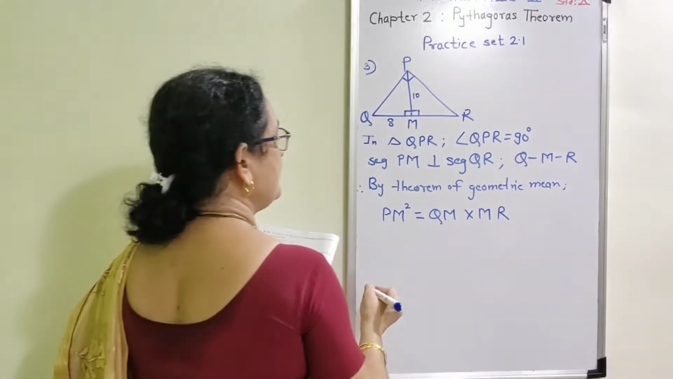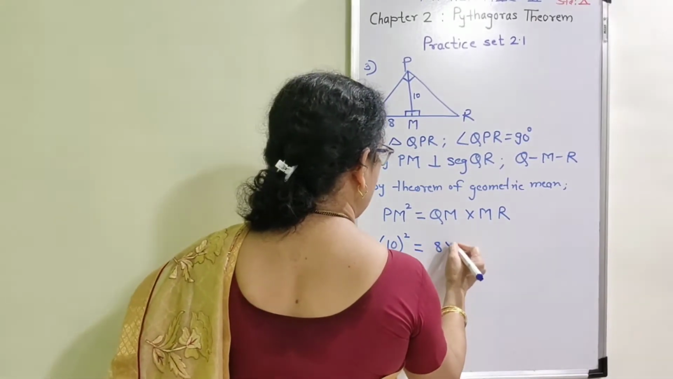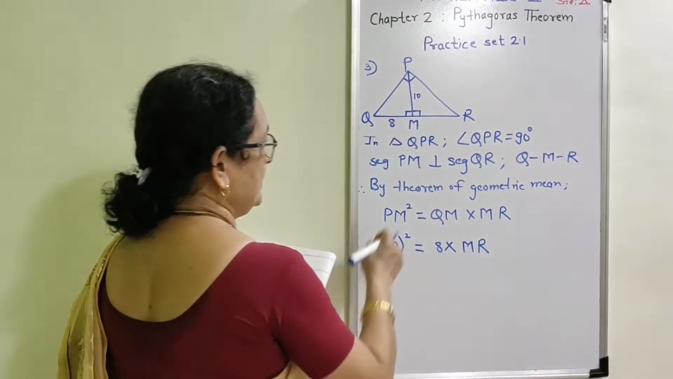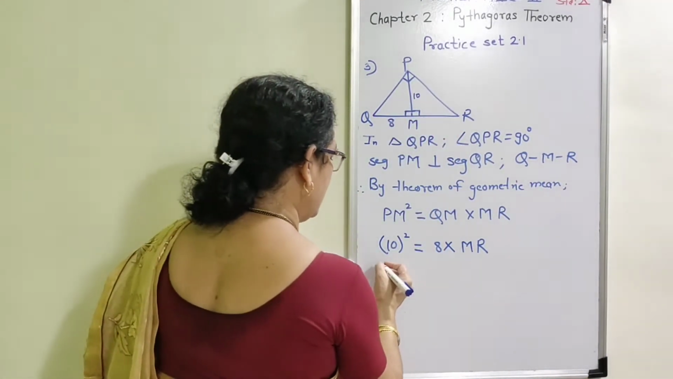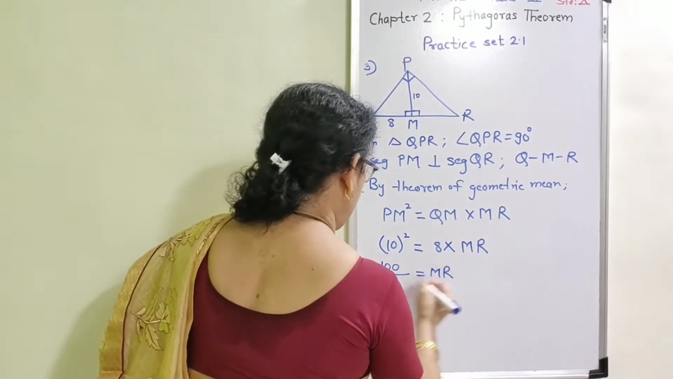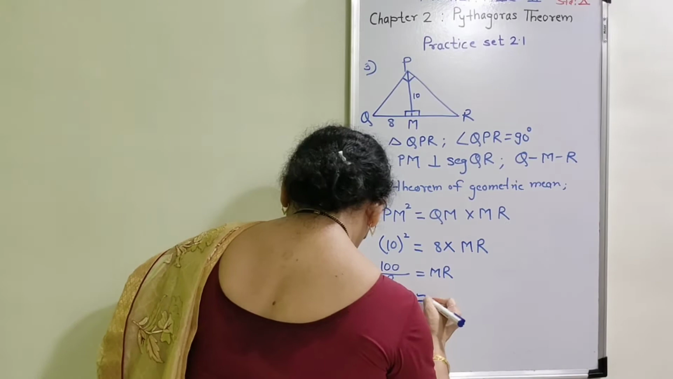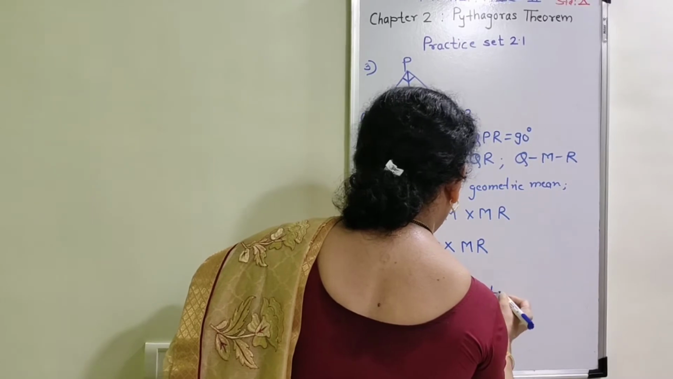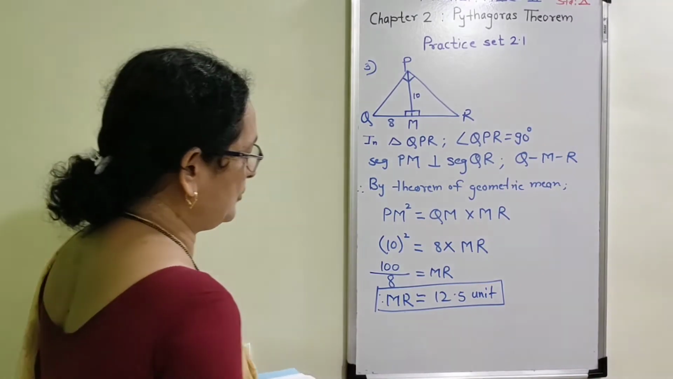Now I am going to substitute the value. I have PM is equal to 10 units, QM is equal to 8, and MR I am going to find out. If I find MR, then taking the addition of QM and MR, I will get QR. Now there is 100 upon 8 is equal to MR. And when I divide 100 by 8, I will get MR is equal to 12.5 units. Divide 100 by 8, your final answer is MR is equal to 12.5 units.